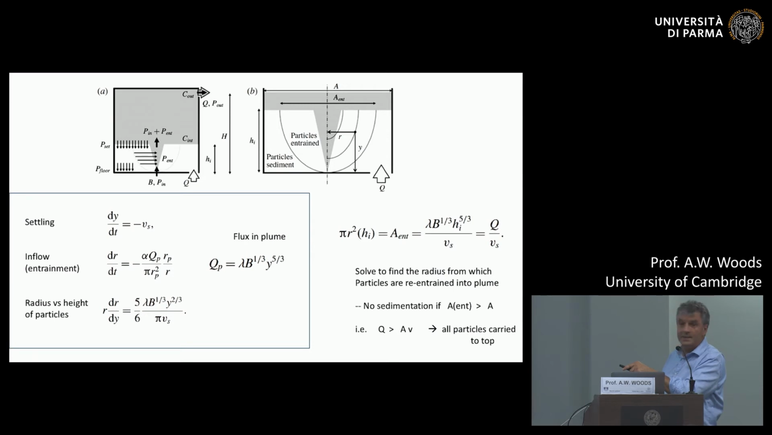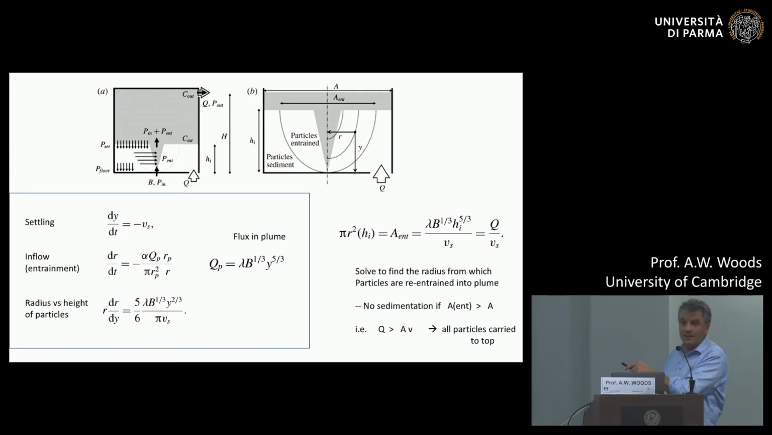They get entrained into the plume by this entrainment flow, so the plume is entraining this fluid, and so we've got a rate of change of height and a rate of change of radius, and if we combine those, we can work out how the radius changes with height, and there's a critical radius for particles when they can get re-entrained. And that critical radius is basically given by pi r squared critical is equal to the volume flux divided by the fall speed. Okay?